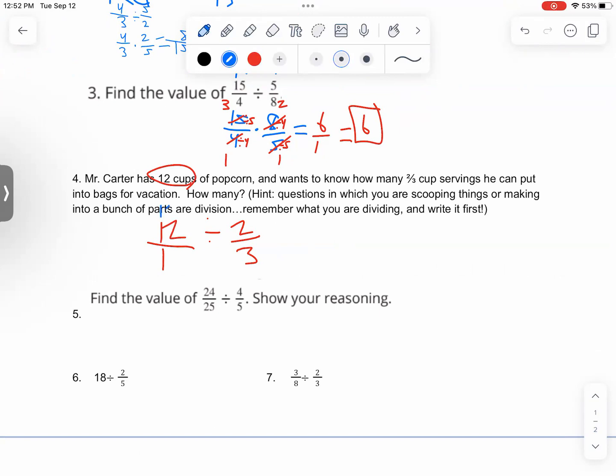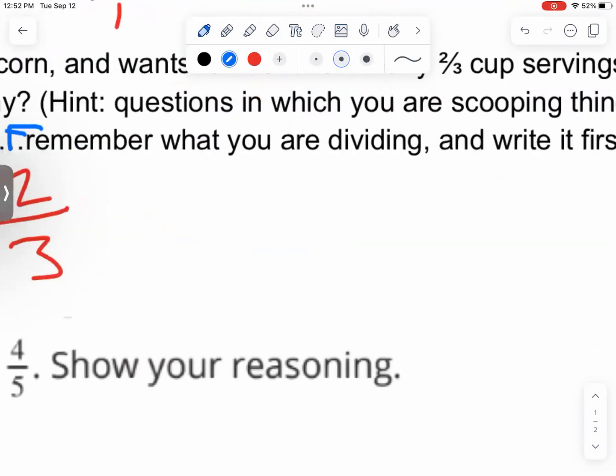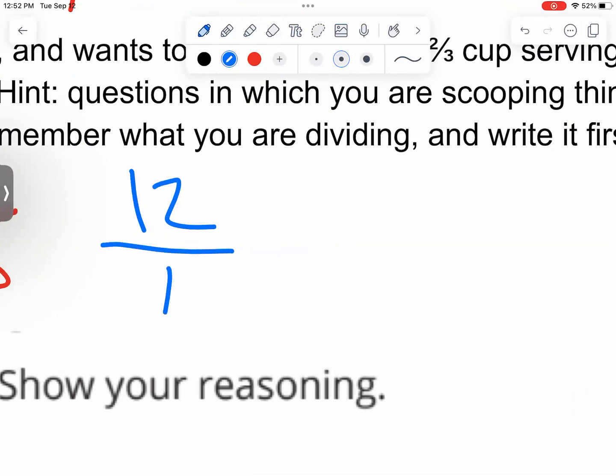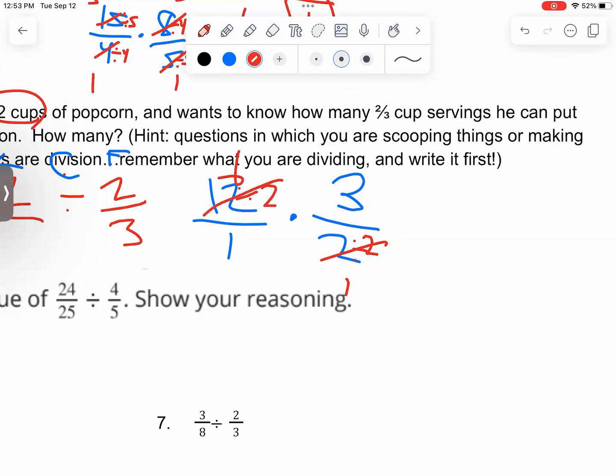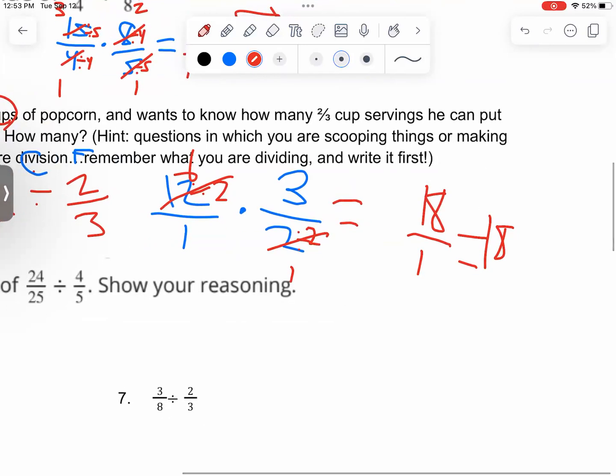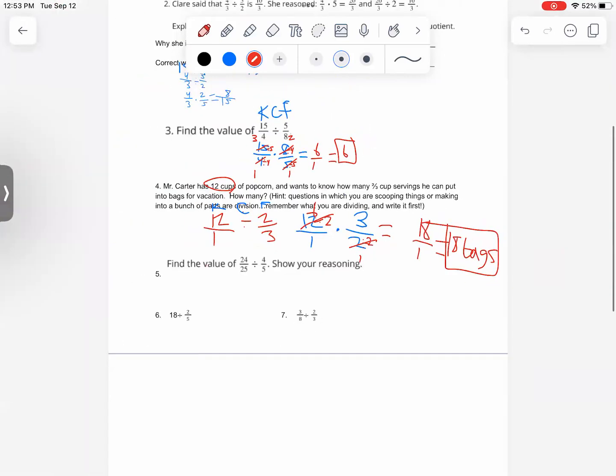Then we're going to keep the first one, change to multiply, flip the second one. Keep the 12 over 1, change to multiply, then flip the second one or find the reciprocal. Now I do have a common factor here, so I'm going to divide those by 2, get 1. Divide that one by 2 and get 6. So 6 times 3 is 18 over 1, or just 18, and then 18 bags that I could make. Make sure you put a word with your answer. Make sure your answer makes sense.